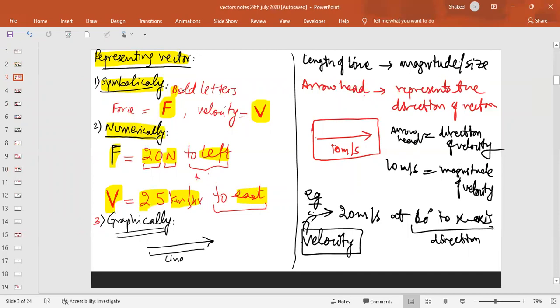Okay, the third presentation is graphically. Graphically, we represent the vector with a line and with an arrowhead. The length of the line represents the magnitude or size of the vector. The longer the line, the larger the magnitude of the vector. Then the arrowhead represents the direction of the vector. So let's say this vector represents 10 meter per second; the arrowhead represents the direction. So we say that it is 10 meter per second towards the x-axis.